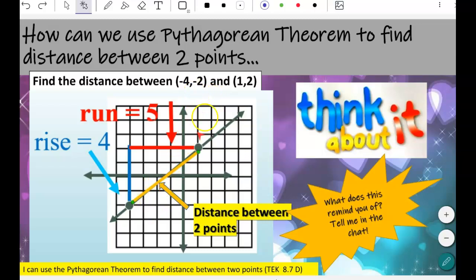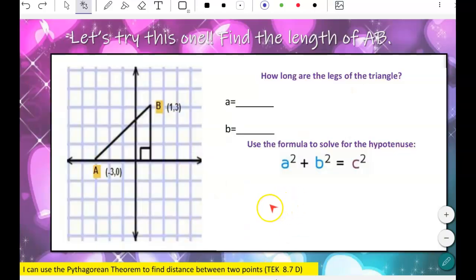So it started with finding the distance between these 2 points. The points were plotted, -4, -2, and then 1, 2, and then this yellow line is drawn in, and then you have this length is 4, this is 5. So let's look at that in more depth and more detail. The triangle is actually drawn on this one for us. We're looking for the distance between A and B here.